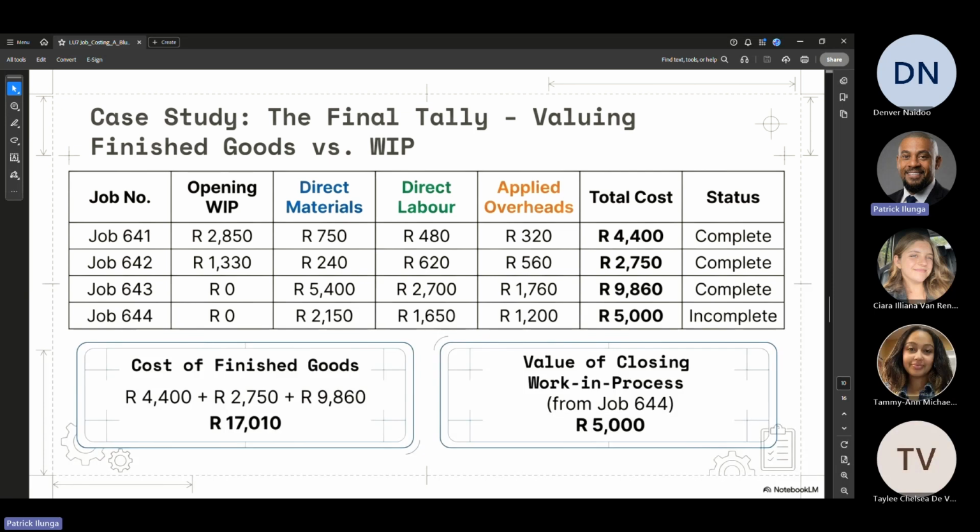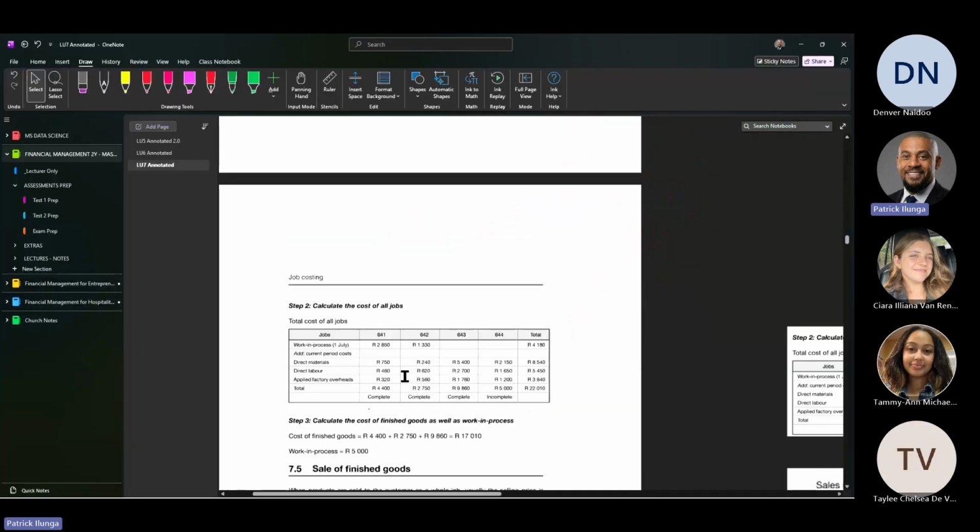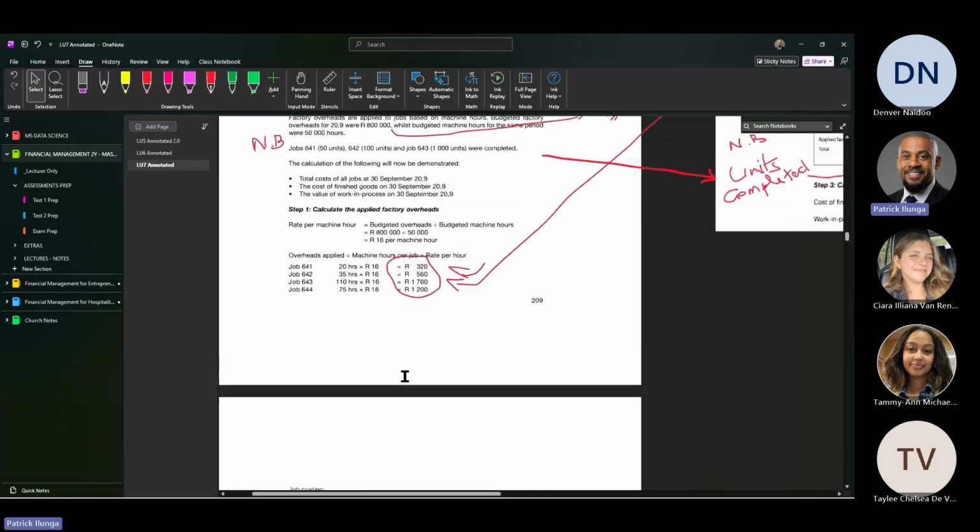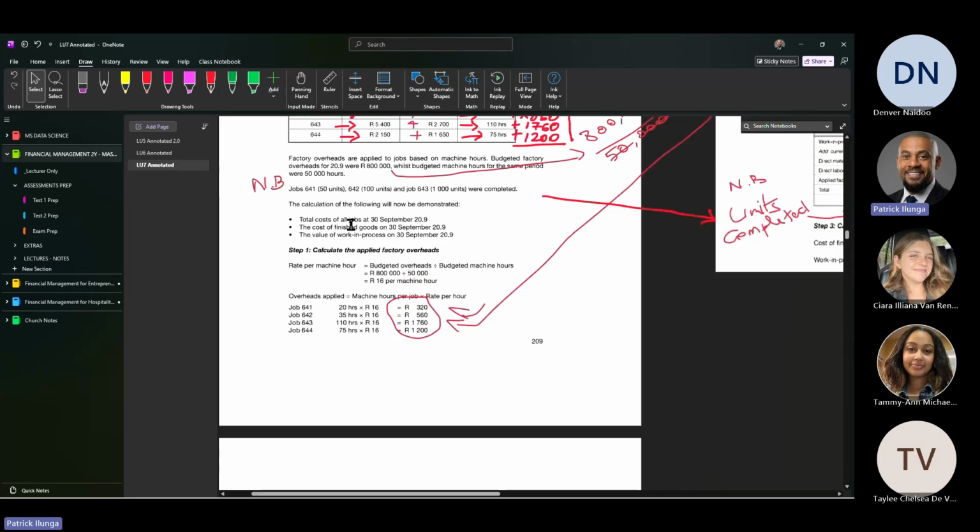Now if you go to the actual question here, they say total cost of all jobs. You must calculate the total cost of all jobs, which we have done. You must also calculate the cost of finished goods. Always read carefully the question, finished goods. And you must also give us the value of the work in process at the end of September. All right? Does it make sense?